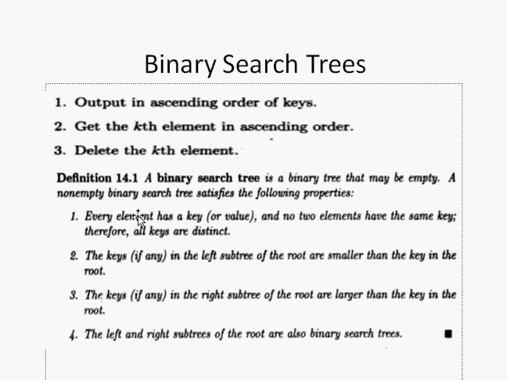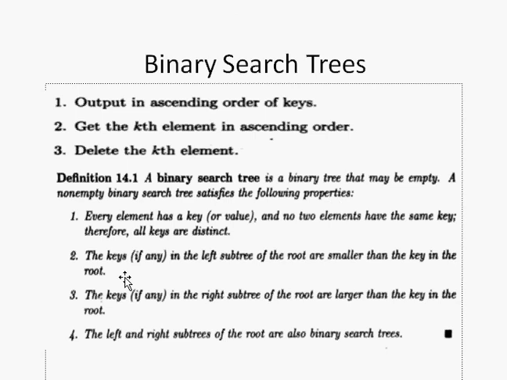The first property says that every element present in this tree has to be unique. You cannot afford to have two elements with the same key or value. I repeat, every element of this binary tree has to be unique. It should be distinct. It cannot be the same. So all keys are distinct. That's the first property which has to be satisfied if the tree is non-empty.